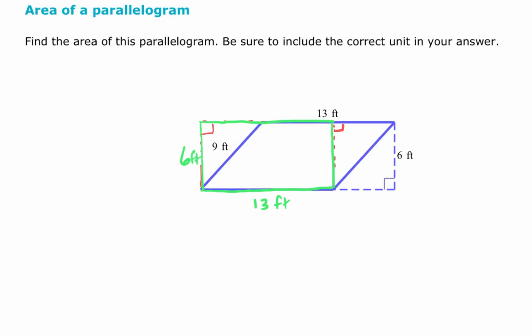And this 9 has really nothing to do with our figure. This 9 is this part right here, which has nothing to do with the area of it whatsoever. So the area is base times height, and the base of our rectangle is 13, the height is 6. 13 times 6 is 60 plus 18, which is 78 square feet.